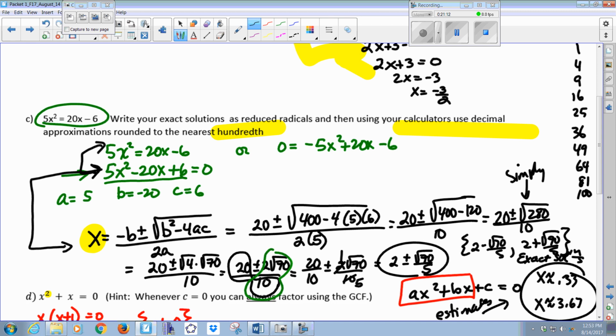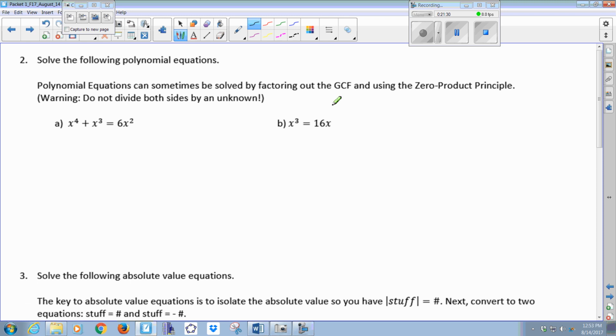Okay, so as you can see, the quadratic formula is fantastic, but you have to be very careful as you work through not to make some arithmetic mistakes. So those are our quadratic equations for lesson 7. Let's take a look now at the polynomial equations.